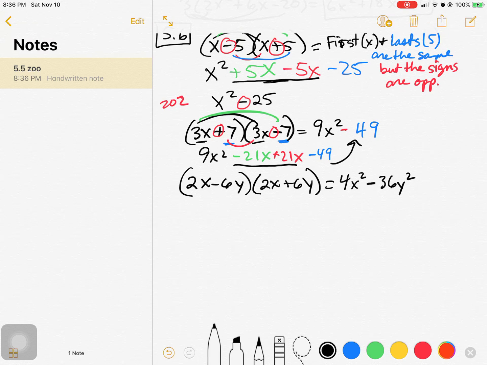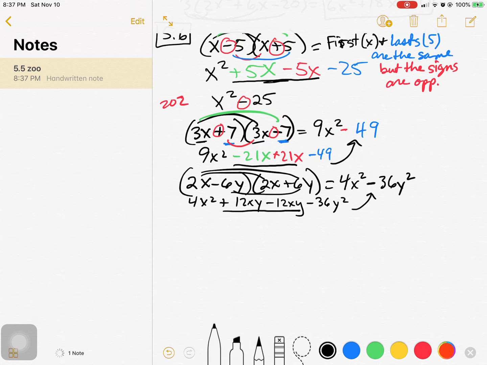So you can recognize this, or you can work all the steps out. So this is 4x squared. This is plus 12xy, sorry, this is 12xy, and this is, let's see, negative 36y squared. So these little mixed terms right here go away, and you're left with that one. So don't let the extra letters fool you. It all works the same way, okay?